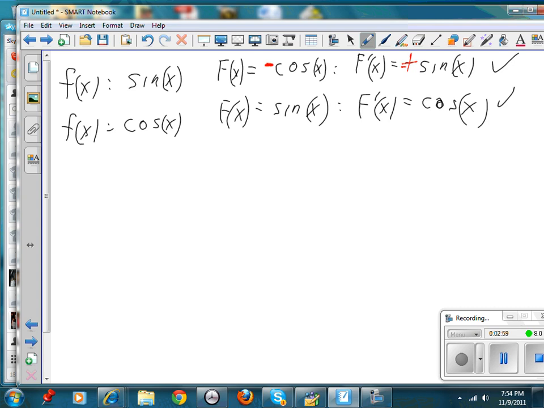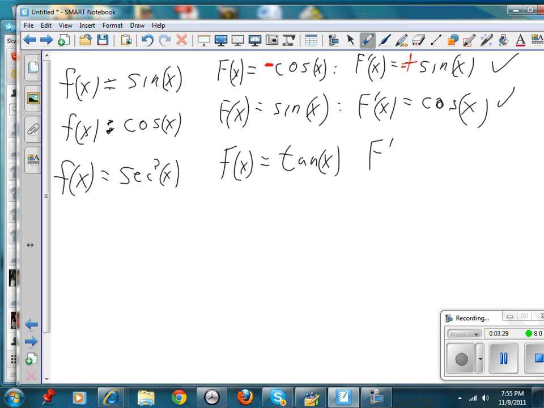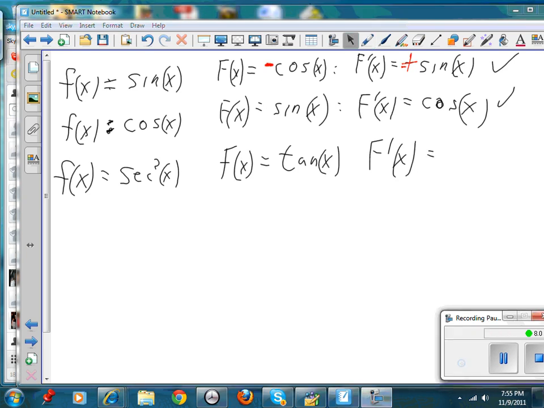Well, do I use the tangent? No, because I really don't know. What if f of x was equal to the secant squared of x? It just happened to be the secant squared of x. Well, what function, if I take the derivative of it, do I get the secant squared of x? That would be the tangent, right?